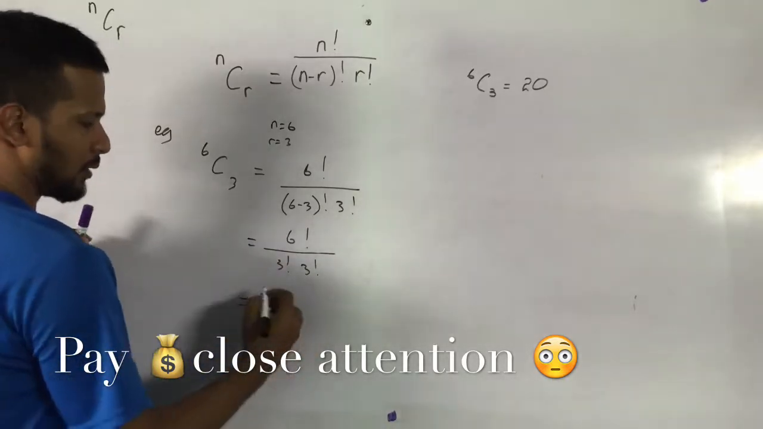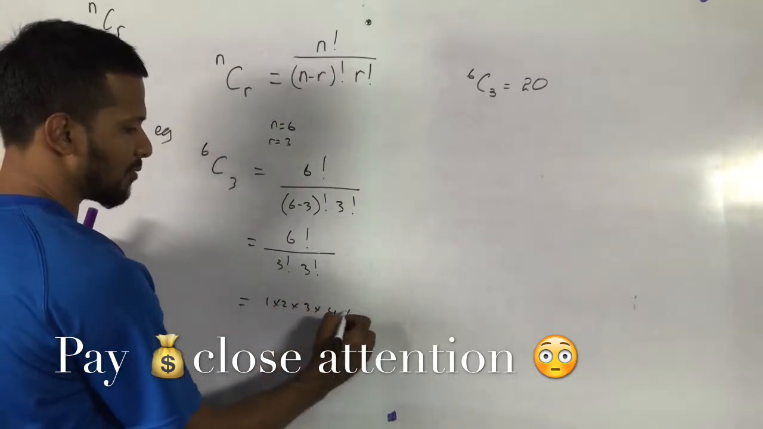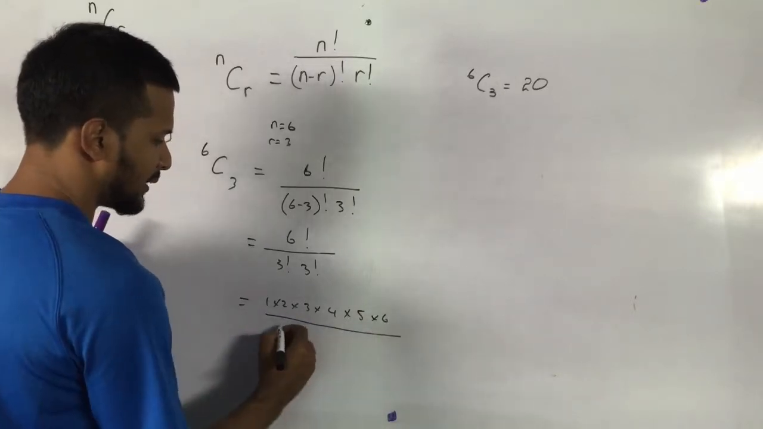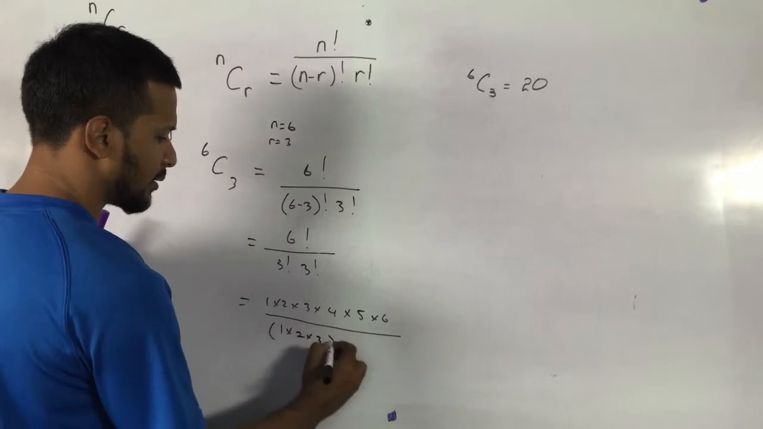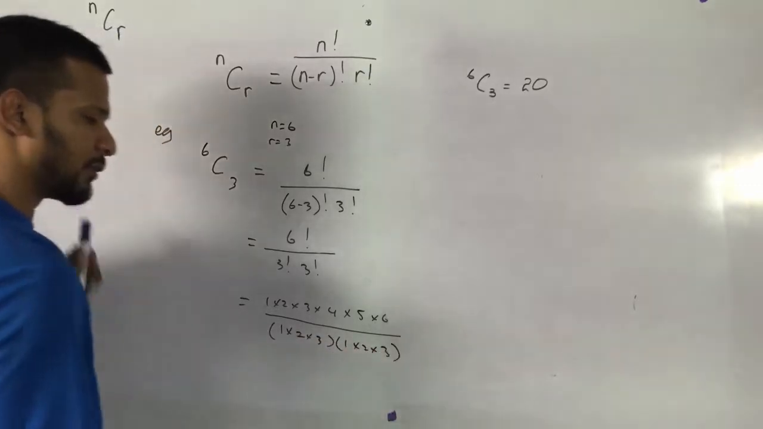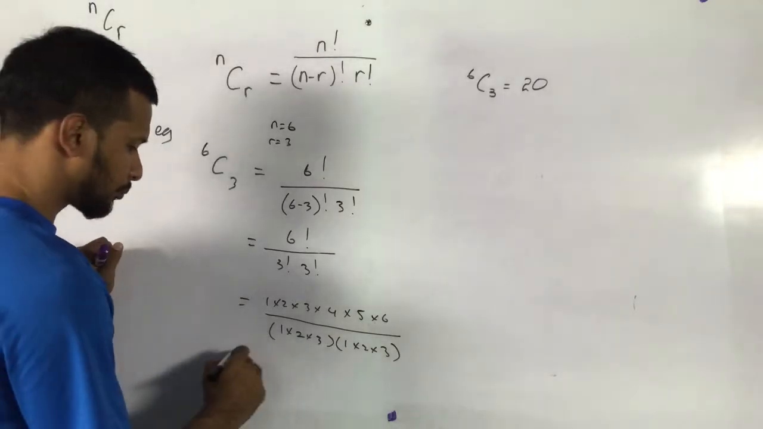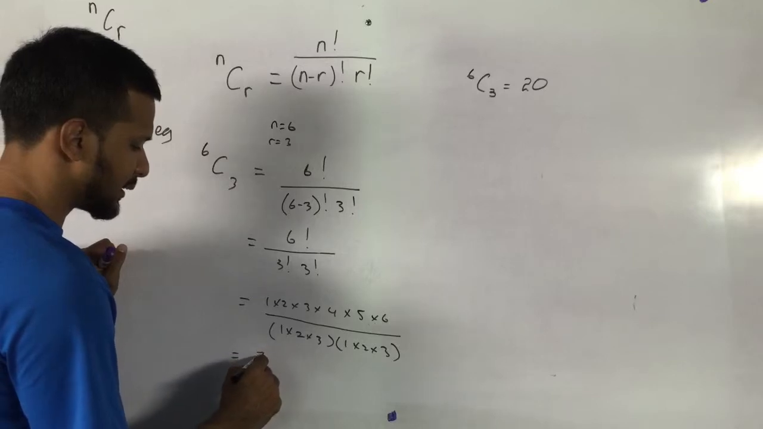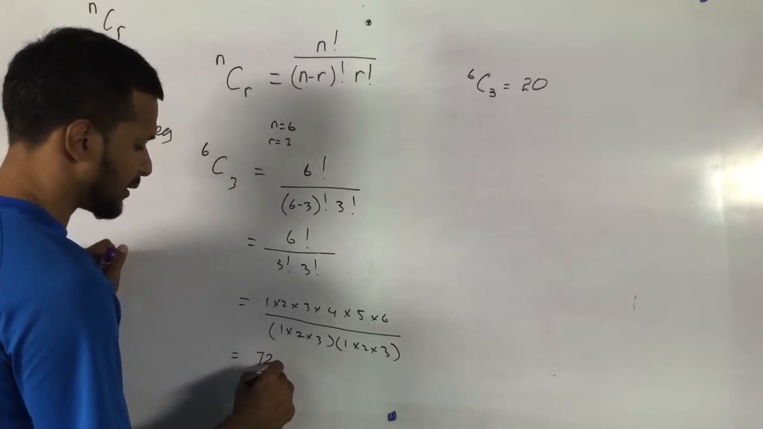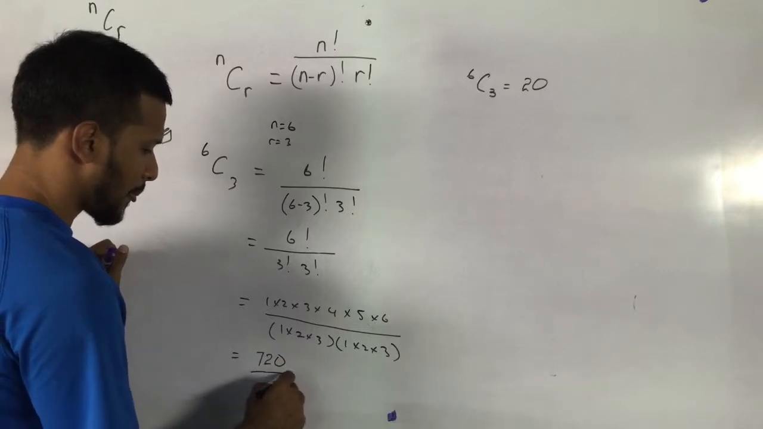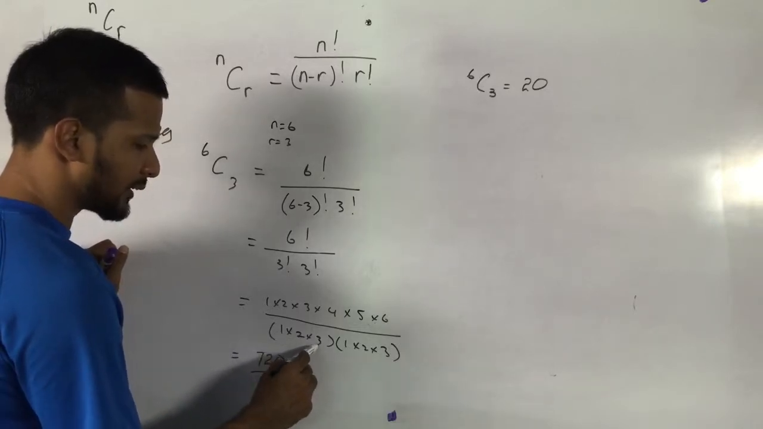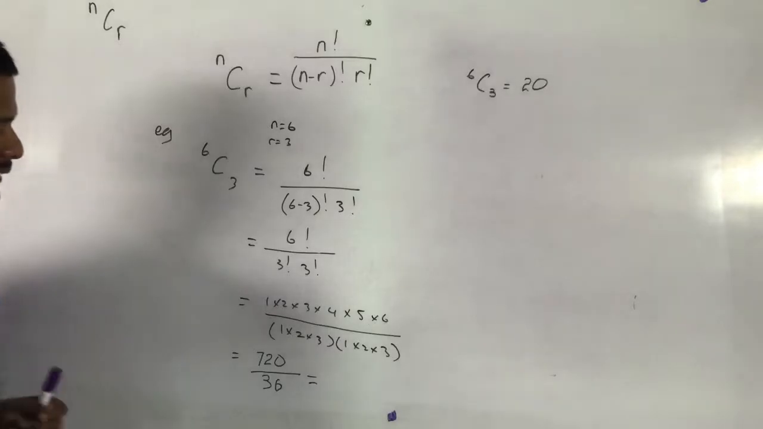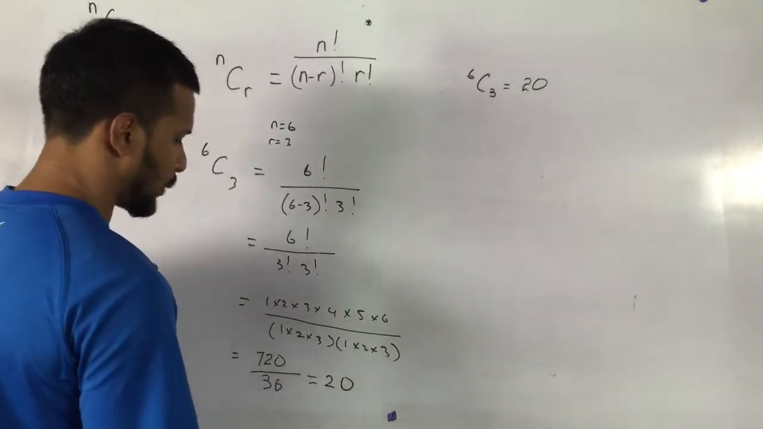So we could work it out. 1 by 2 by 3 by 4 by 5 by 6. And this is 1 by 2 by 3 by 1 by 2 by 3. Okay? So what we'll end up with here, this is 120, 120 by 6 is 720, all over 1, 2, 3 is 6, by 6 is 36. Right? If we simplify this, we should get 20.